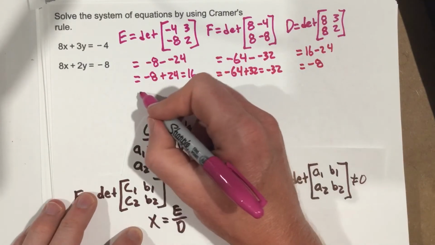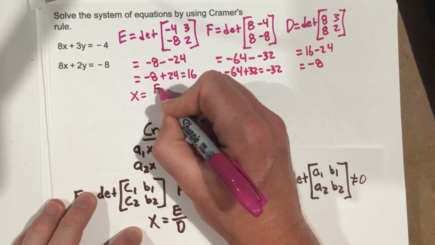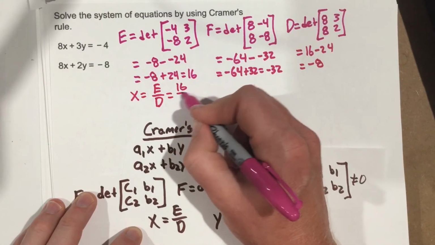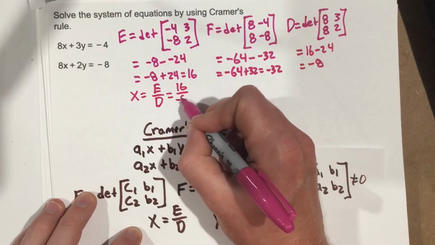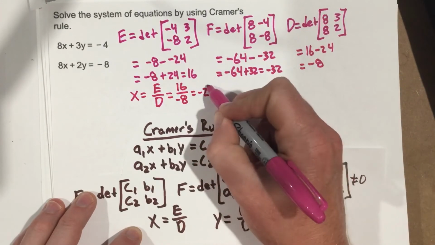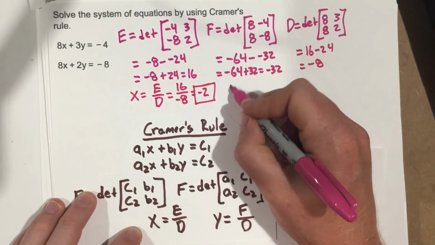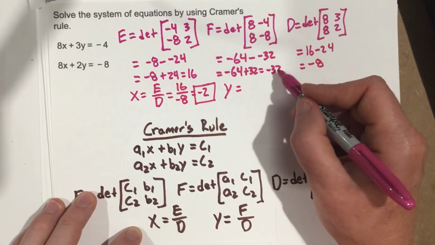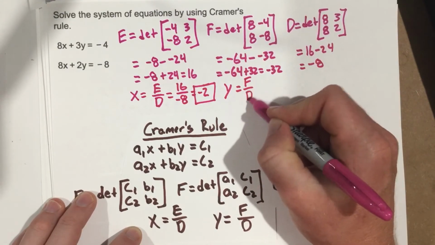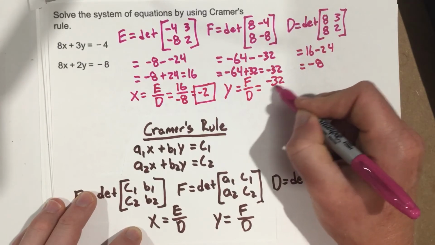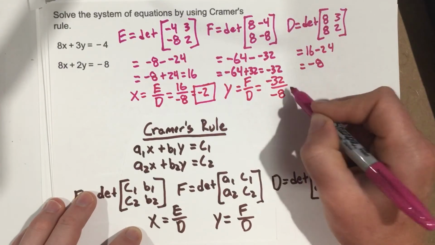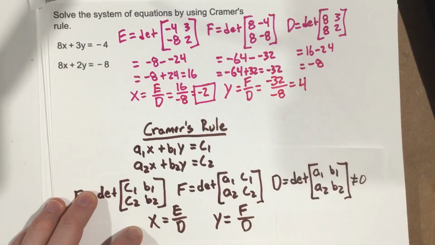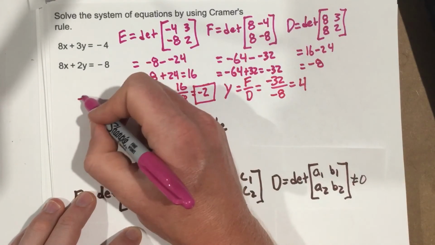To find the x value, we do e divided by d. E is 16 over d, which is -8. So we end up with -2 as one solution for x. Y is f over d. So we're going to take f, which is -32, and we're going to divide it by -8, which is d. -32 over -8 is 4. So our solution is -2, 4.